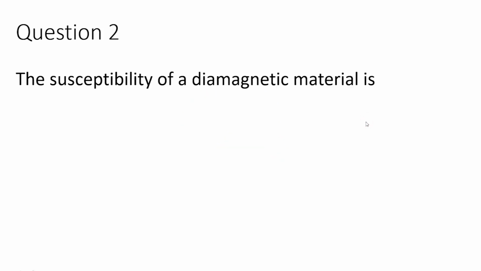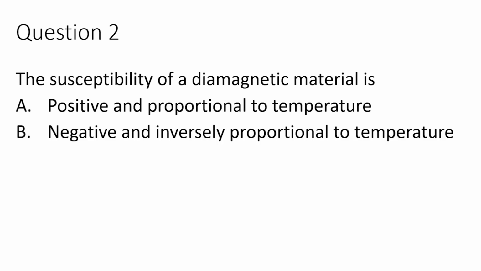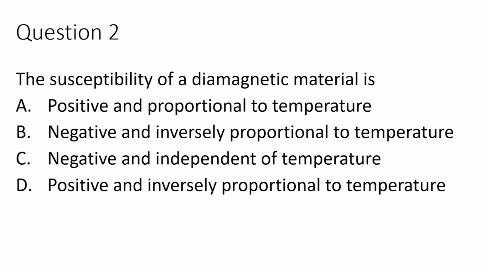Next question, question number 2. The susceptibility of a diamagnetic material is: Option A, positive and proportional to temperature. Option B, negative and inversely proportional to temperature. Option C, negative and independent of temperature. Or option D, positive and inversely proportional to temperature.